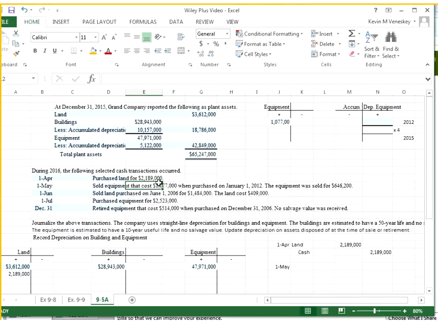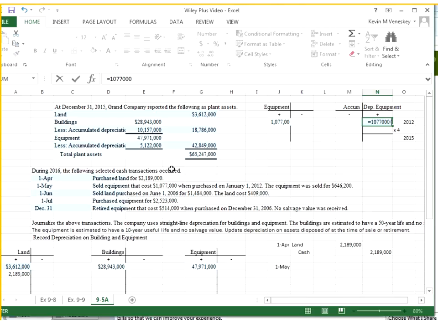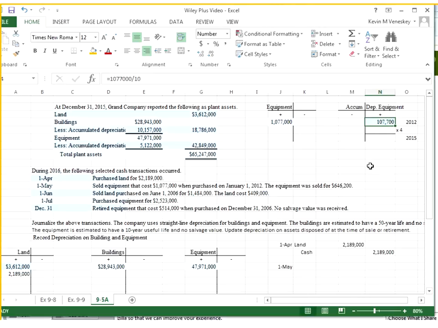Remember, all you do with straight line is take your cost minus your salvage value, which tells us all the equipment has a 0 salvage value. So it's your cost divided by your useful life. And it tells us down here in the instructions that all the equipment has a useful life of 10 years. So if you simply take the $1,077,000 and divide it by the 10-year life, just move the decimal, it tells us that I'm depreciating $107,700 per year.